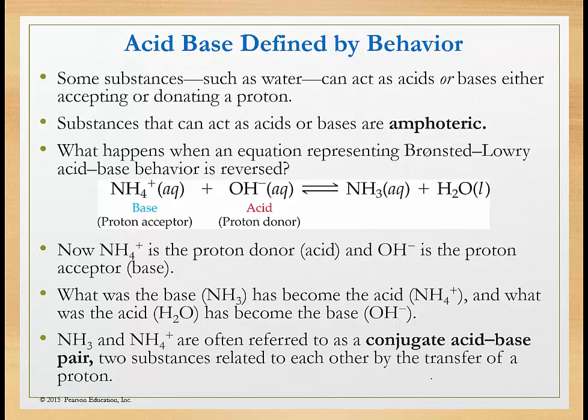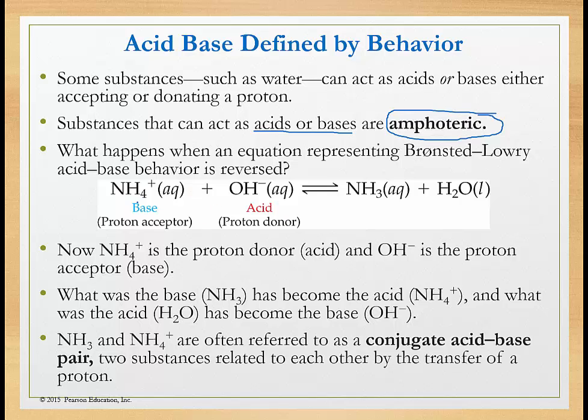All right, so we said that water can act as an acid or a base. So it can accept a proton, it can donate a proton. Water's not the only thing that can do that. If you have a substance that acts as an acid or a base depending on the conditions, this is known as an amphoteric compound. All right, so for instance, we said the original reaction we had, ammonia plus water formed ammonium plus hydroxide. Now let's flip that over.